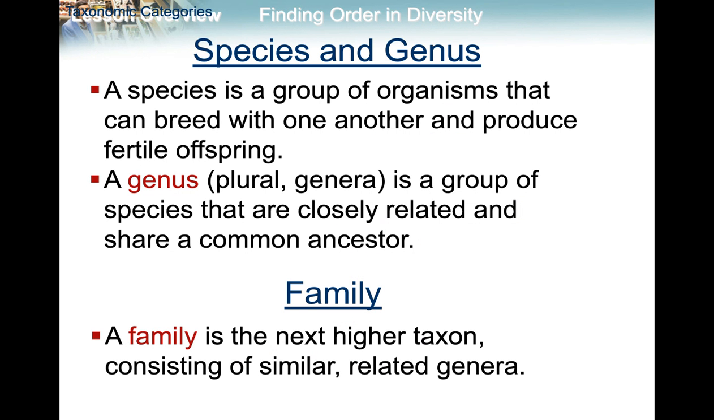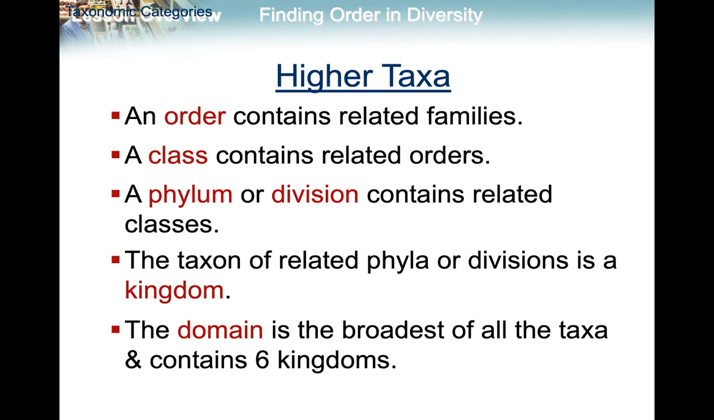So we're going to work from the smallest to the largest. Species is the most specific that you can get. A species is one that can breed with each other to produce fertile offspring. Genus is a group of species that are closely related and share a common ancestor. Above genus is a family, and it is a bunch of related genera, or the genus, excuse me.